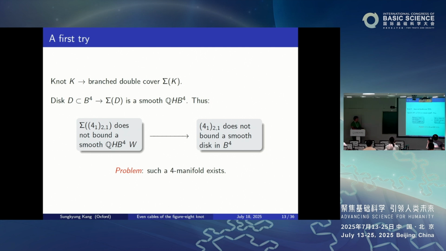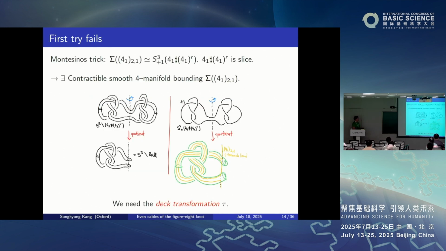For example, the slice-ribbon conjecture for two-bridge knots was proven explicitly in this way. Usually these obstructions are carried out using some gauge theoretic way or Donaldson's diagonalization theorem. So we have a very nice and simple strategy. The problem in this case is that such a manifold does exist, so it's not going to succeed. And why does such a manifold exist? Because of the Montesinos trick. So what is the Montesinos trick?